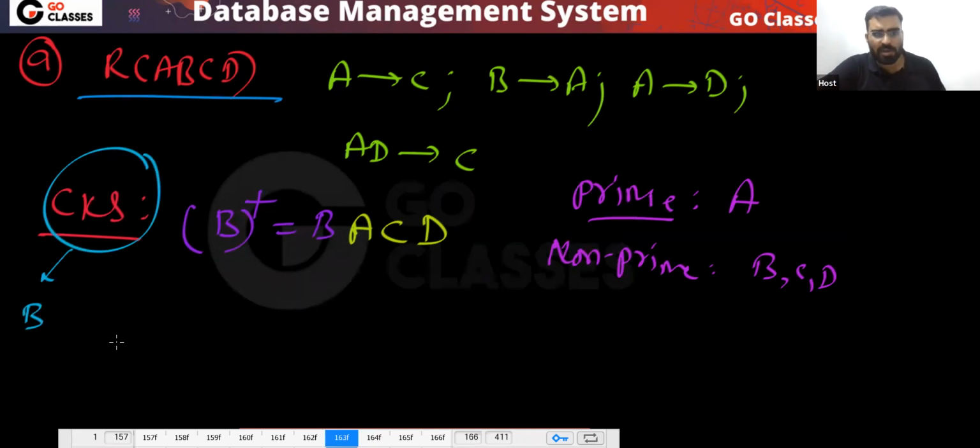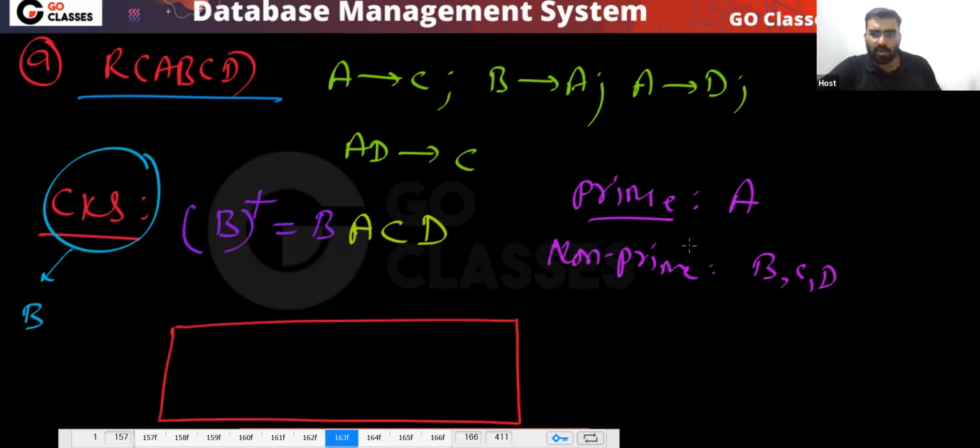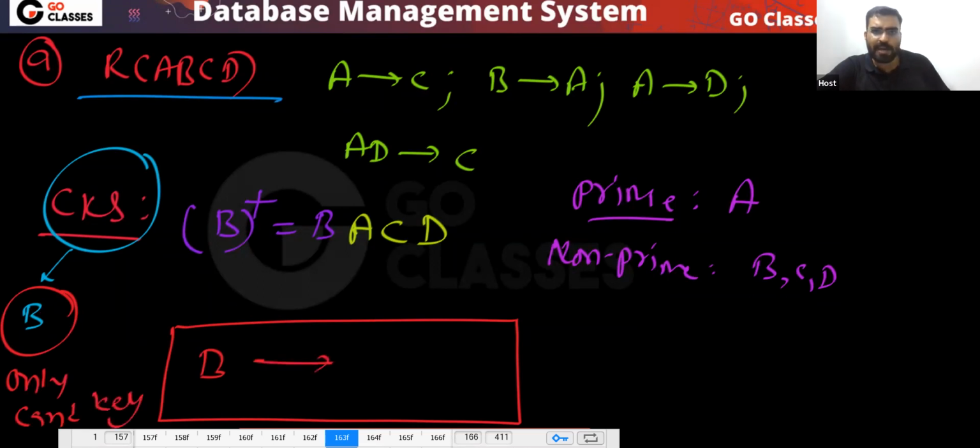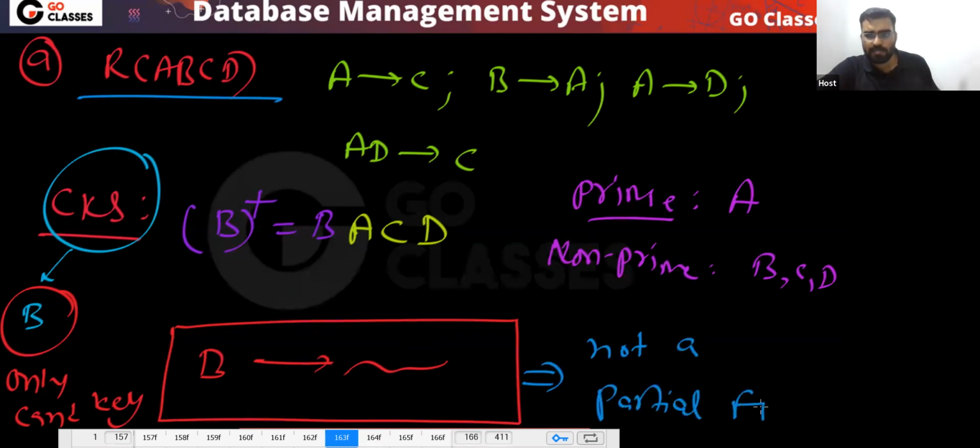Now tell me, can you create this type of partial dependency? The only candidate key is B. Whatever I put here, can this be a partial dependency? This cannot be a partial dependency, because B is a single attribute. We have already seen what a partial dependency is.